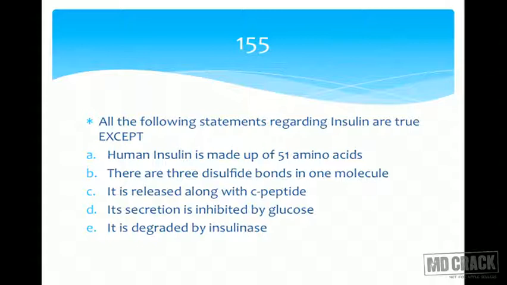All of the following statements regarding insulin are true except: human insulin is made up of 51 amino acids; there are 3 disulfide bonds in one molecule; it is released along with C-peptide; its secretion is inhibited by glucose; it is degraded by insulinase. All are true except that its secretion is inhibited by glucose. Its secretion is increased by glucose.